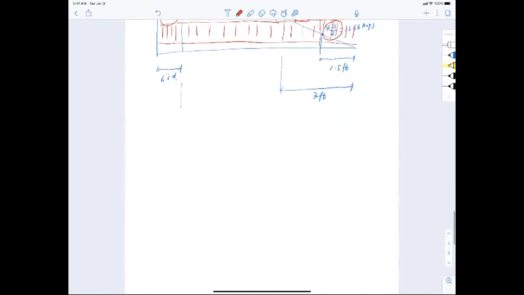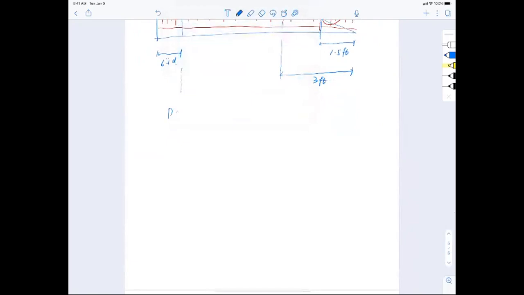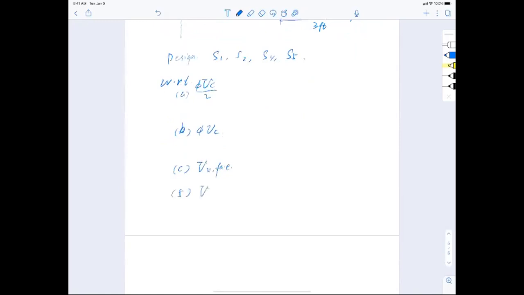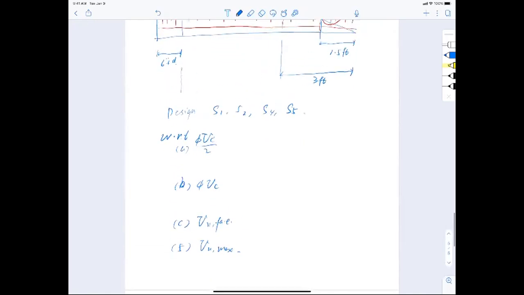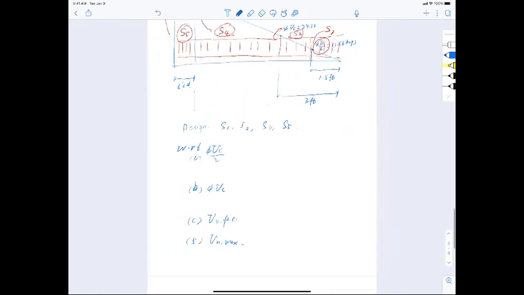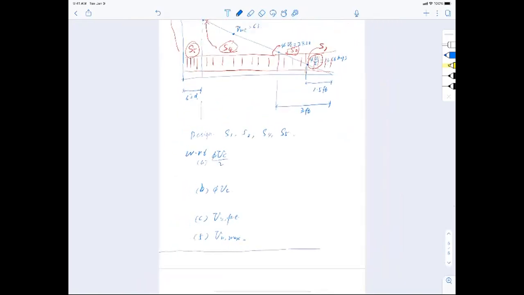So now the problem becomes design S1, S2, S4, S5 with respect to VVC divided by 2, VVC, VU face and VU max. And we have done this problem in the last lecture, or 2 lectures before, on Wednesday. We convert a varying spacing section problem to just an increased shear force, asking for the spacing problem. We'll continue on Wednesday, but if you have time, please try to design it.